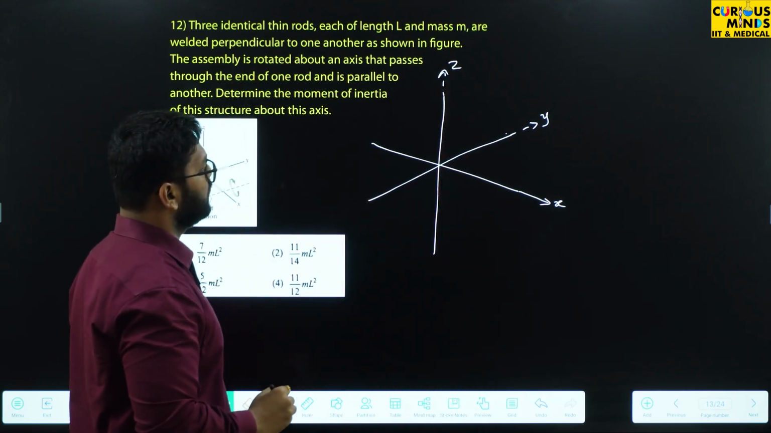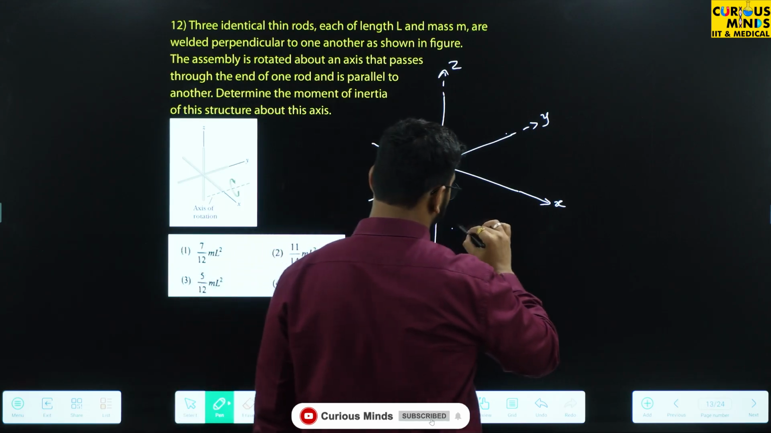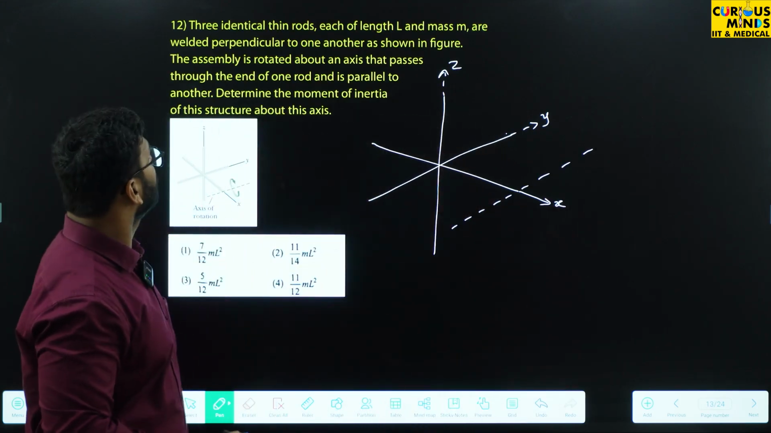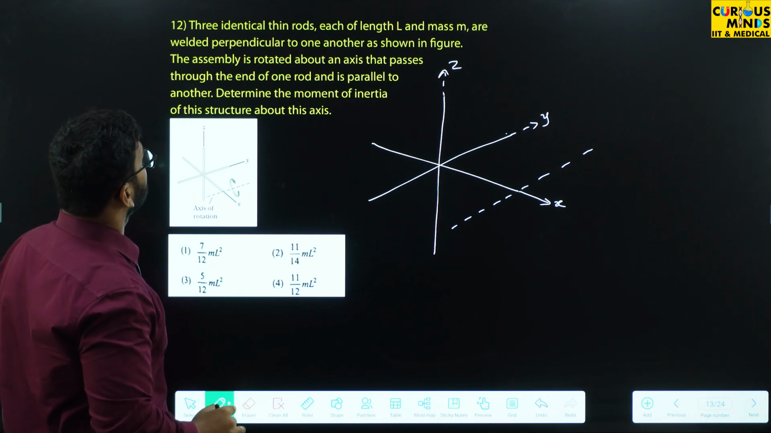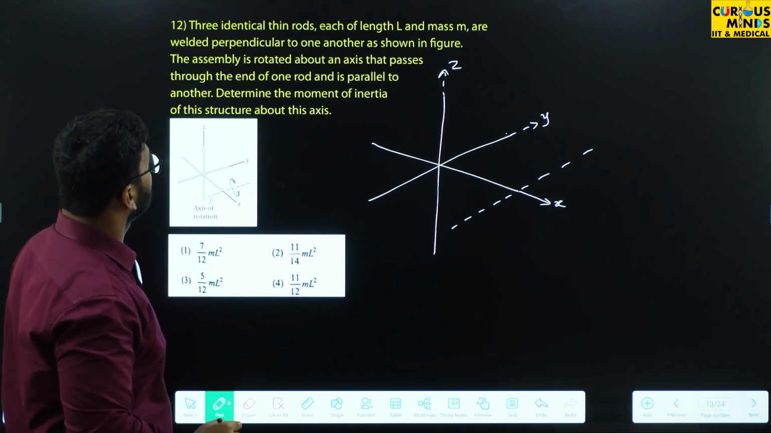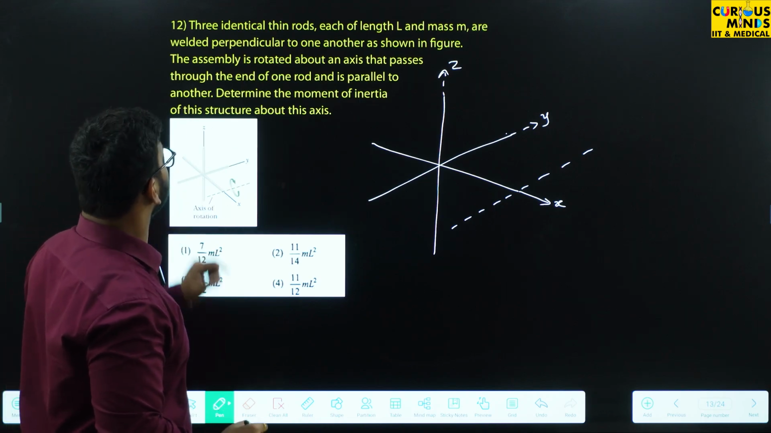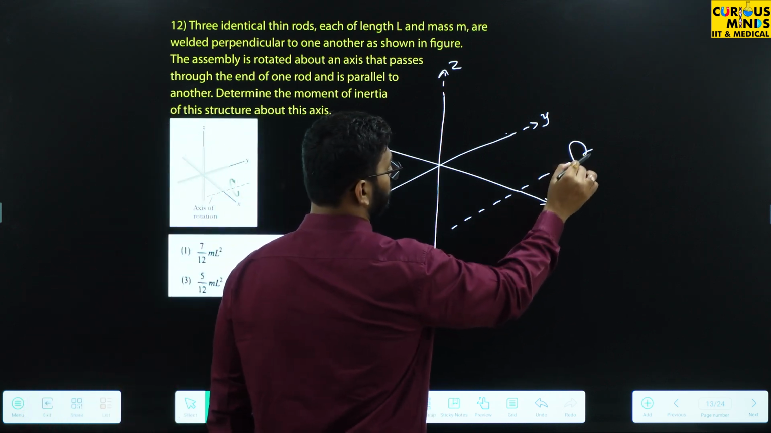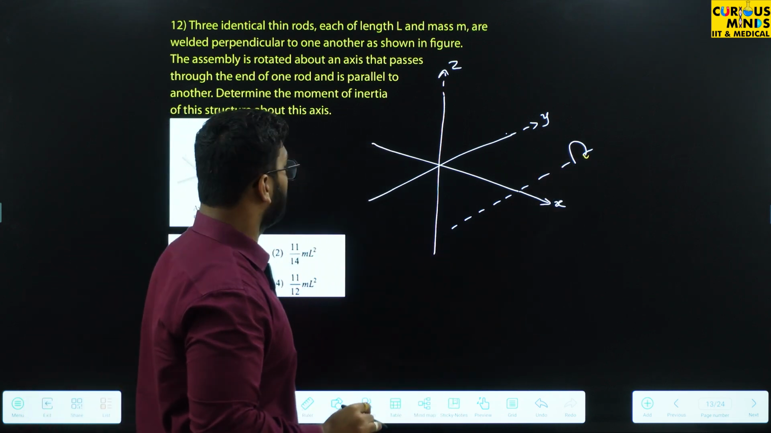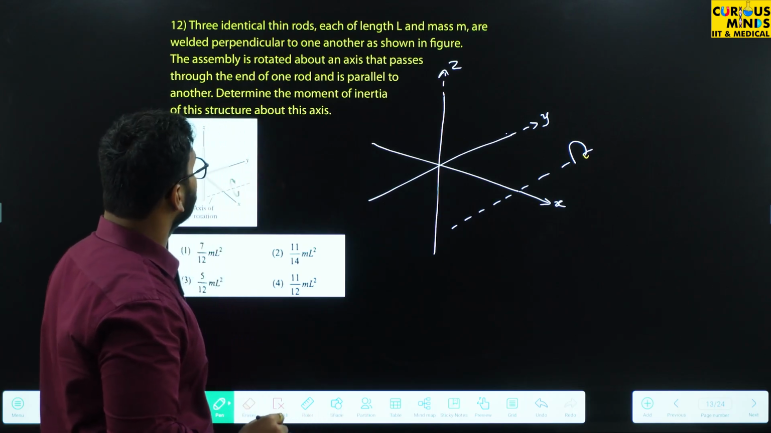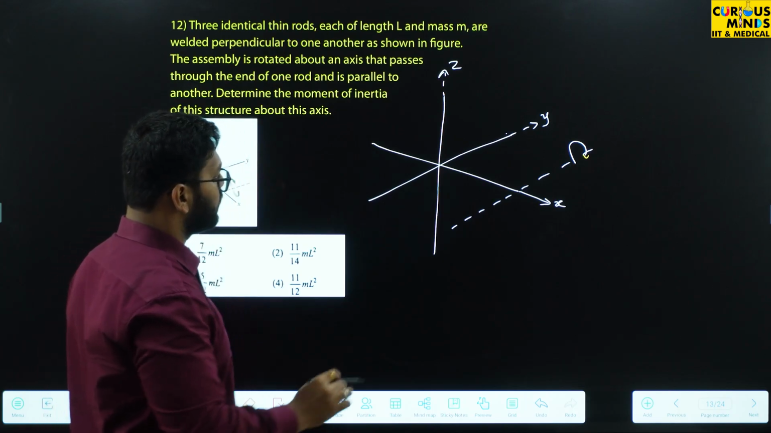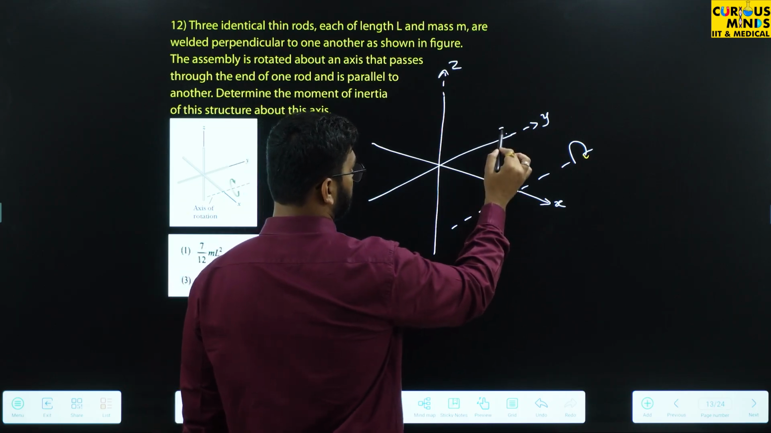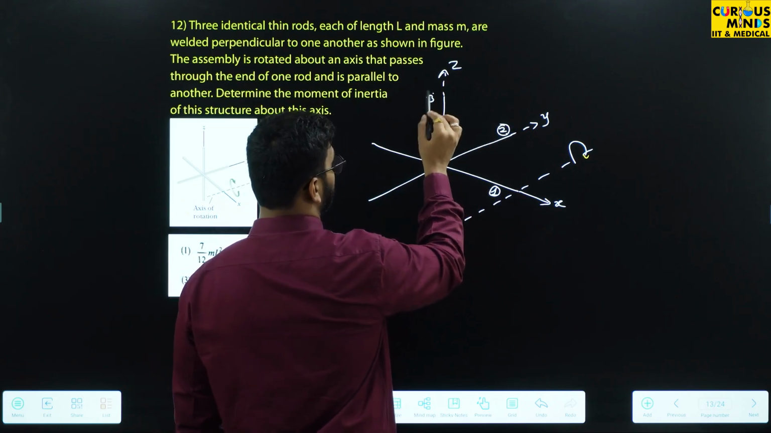Now there is this axis which is parallel to the y. We have to find out this, right? And parallel to another, like this. We have to find out the moment of inertia. So how will we find the moment of inertia? Now the rod length is L. So now let's name these rods. Let's say this is the first rod, this is the second rod, this is the third rod.